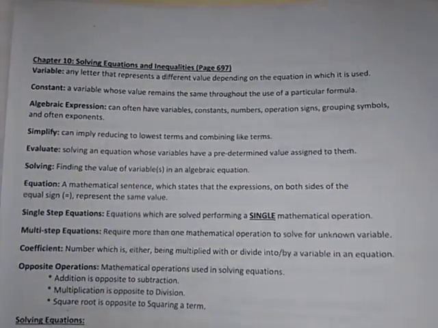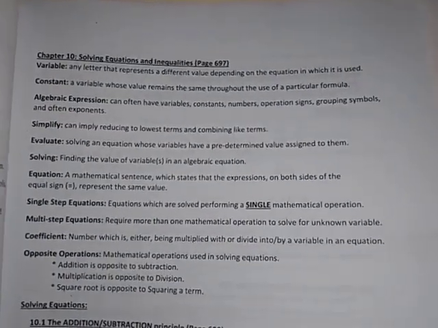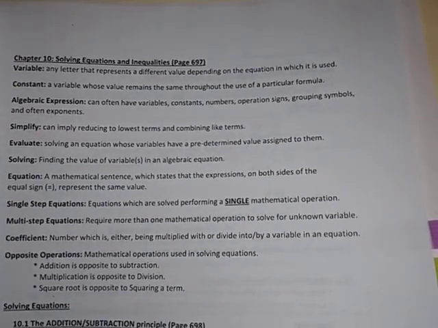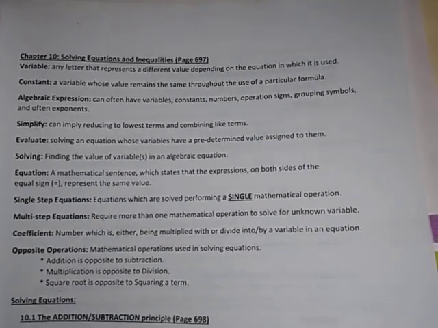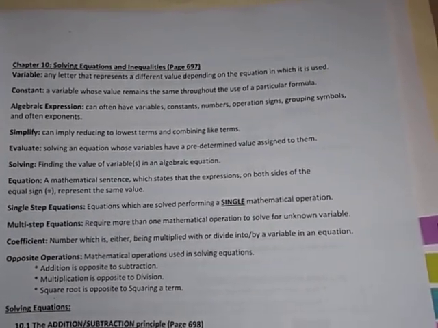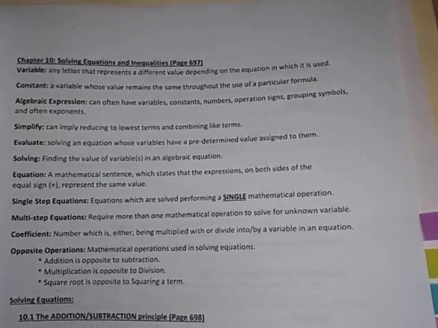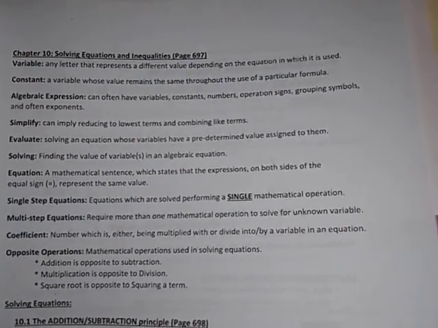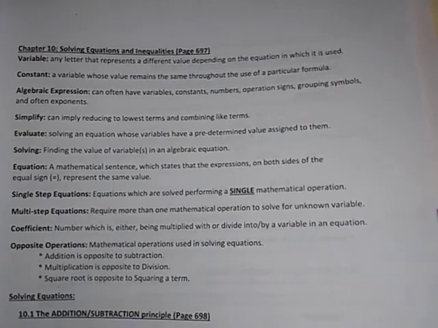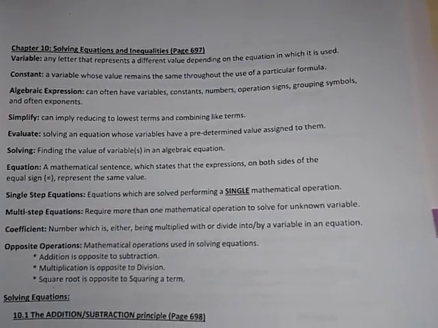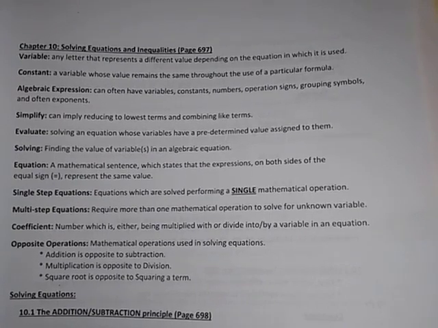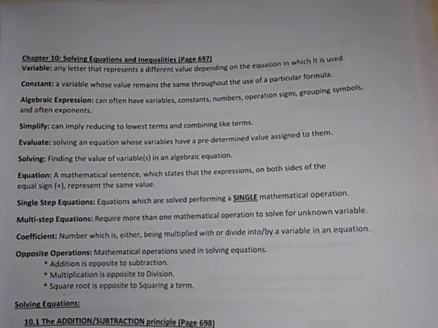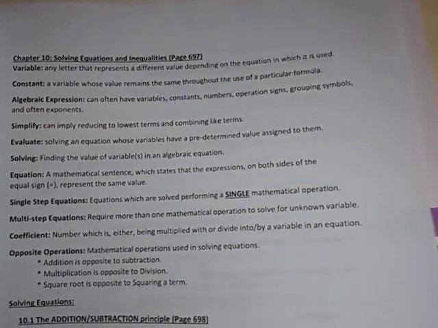And just to cover some definitions, to clarify stuff, a variable is any letter that represents a different value depending on the equation in which it is used. We have the definition of a variable or a constant. A constant is a variable whose value remains the same throughout the use of a particular formula. Please make sure that you pay attention to the term particular formula. Different formulas will have the same variables, but they will have different values assigned to them. We don't have to worry about that for the moment because we'll cover some of those formulas in future chapters.